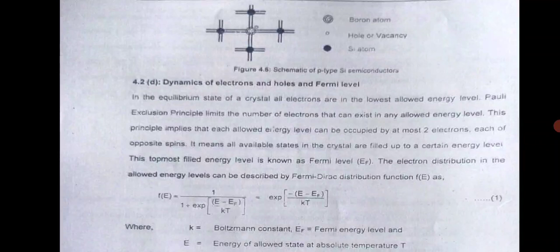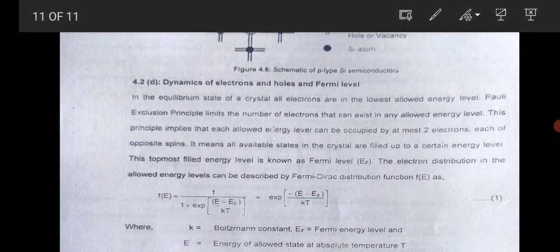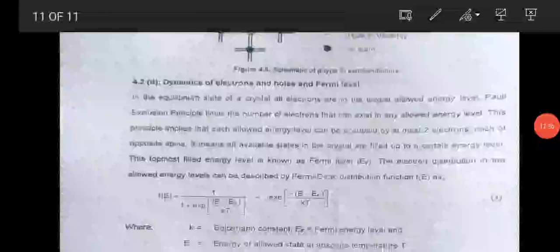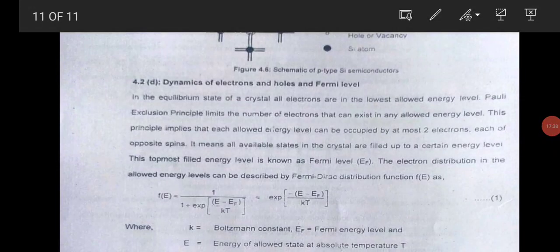So this is the idea about the types of semiconductor, and in the next lecture we want to see the dynamics of the electrons. This is part of solar photovoltaics. In the next lecture we want to see the main types of semiconductor material solar cells.